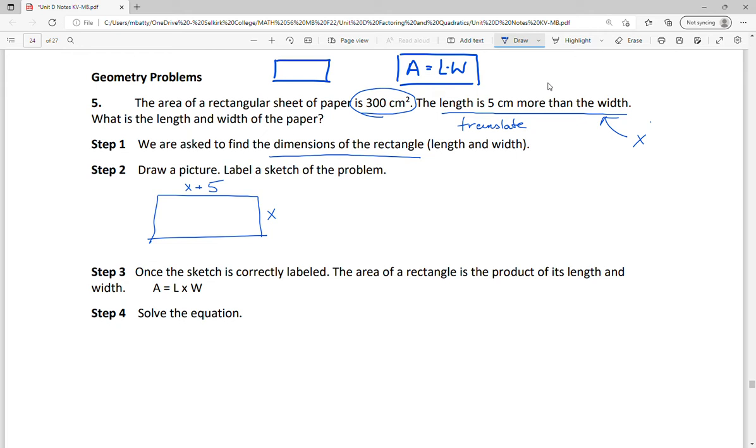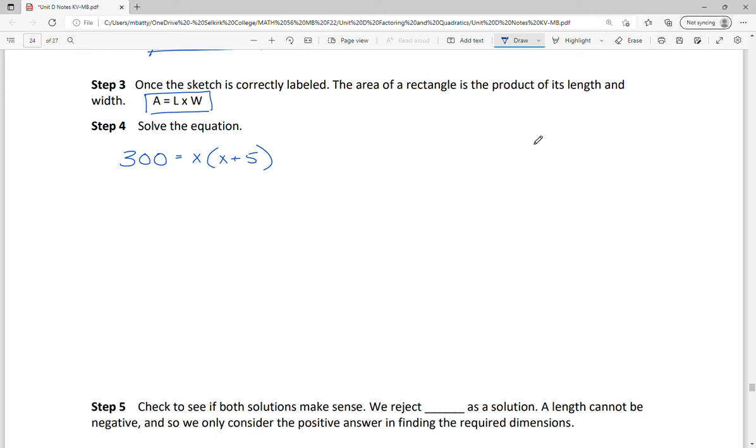Once the sketch is labeled, I now have this framework equation that I can put all the information together with. The area from the question says it's 300 centimeters squared. And I now have these two expressions that represent the dimensions of my rectangle. It doesn't matter whether you multiply the width times the length or the length times the width. I wrote them this way because that's the way we're used to seeing things in algebra so far in this course. Now, this is not quite yet a quadratic equation. We still have a little bit more work to do in making this look like a quadratic equation.